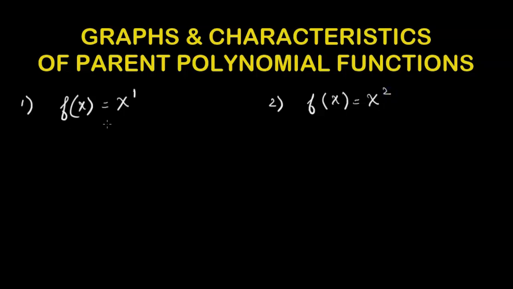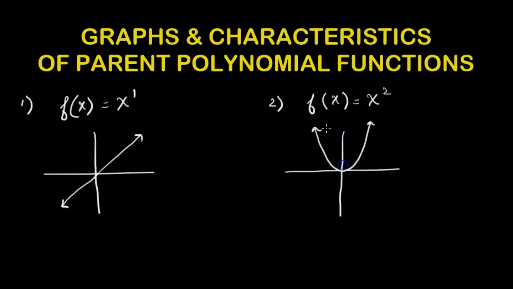We know f(x) = x to the power of 1 is basically the parent of a linear function. So when it's just x to the power of 1, the graph looks like a straight line passing through the origin. If it's f(x) = x squared, that's the parent quadratic function. The graph looks like a parabola passing through the origin.